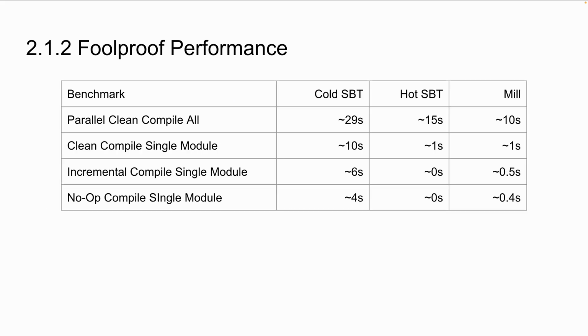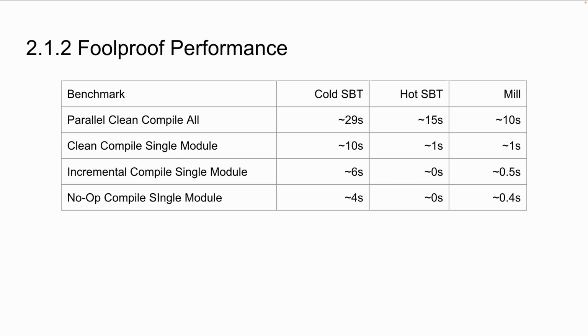So the benchmarks I measured were the parallel clean compile all benchmark. You run SBT clean, you compile everything, including the test suite. Clean compiling a single module, incrementally compiling a single module, like let's say after you change a single file, or no-op compiling something. You just run compile after you've already compiled everything. What's the overhead look like?